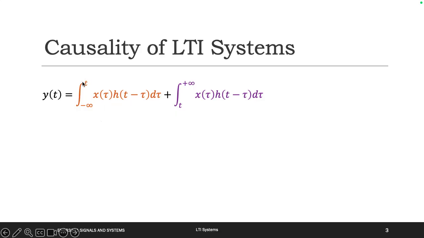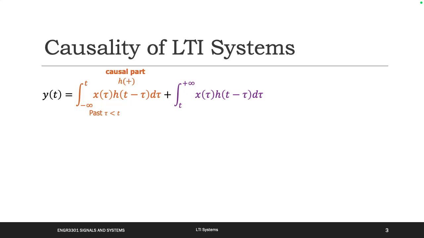Actually, it is just from negative infinity to positive infinity, but we can divide it into two different parts. If we want to tell whether a system is causal or not causal, we just focus on the relationship between the input signal and output signal, am I right? For this one, tau is the input signal's time. If tau is smaller than or equal to t, it is related to the past or the present time. This is the causal part.